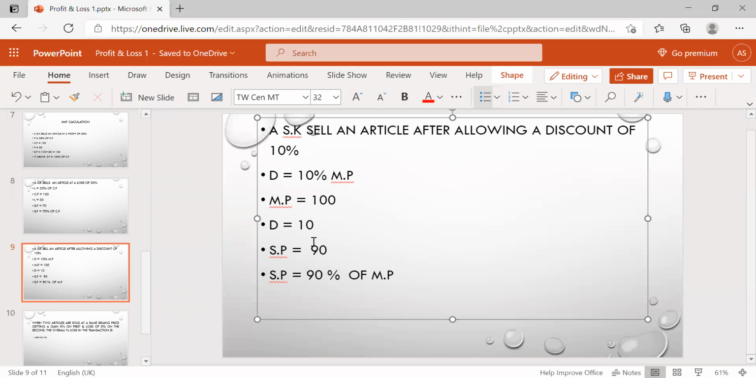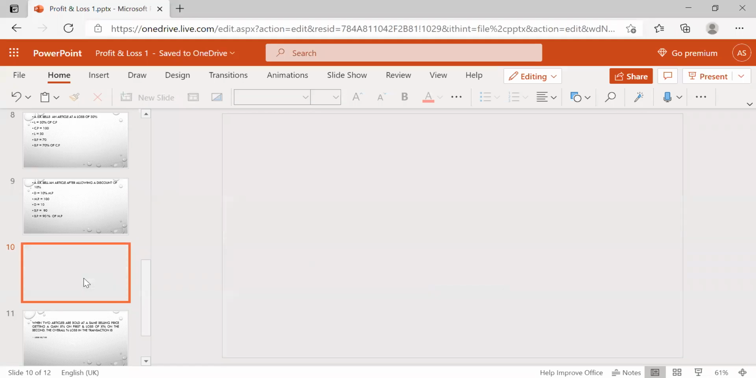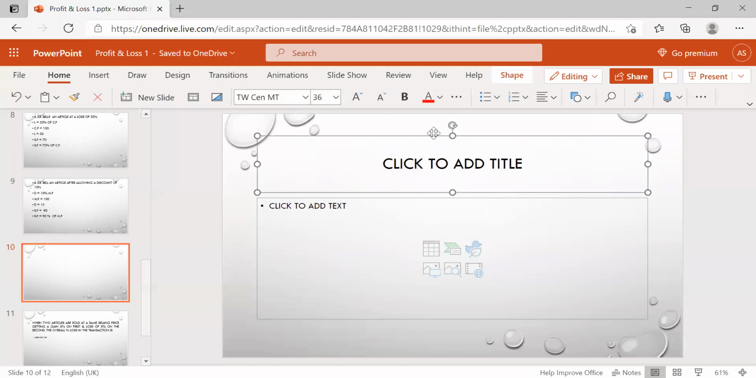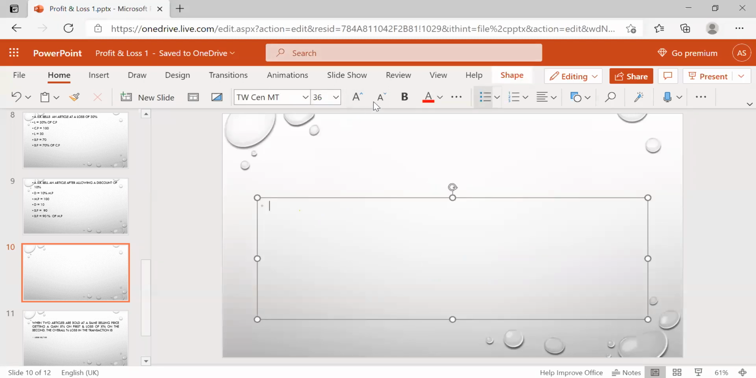Okay, these points are very, very important. Based on this only, we are going to calculate profit and loss without using the formula. Now I'll show you. Mark price, selling price, cost price.